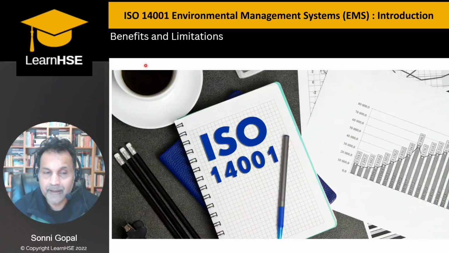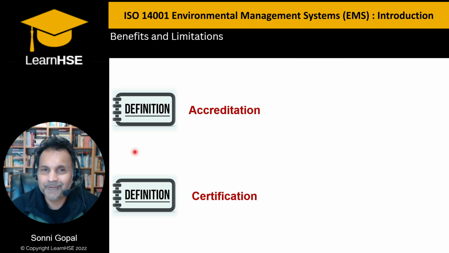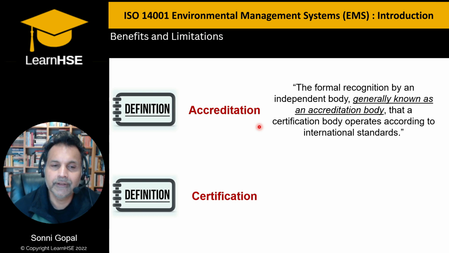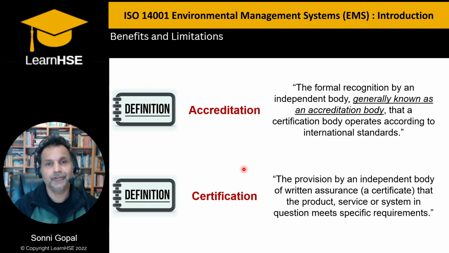Benefits and limitations of introducing a formal EMS into the workplace. We need some definitions, right, for what is accreditation and certification. Accreditation is the formal recognition by an independent body, generally known as an accreditation body, that a certification body operates according to international standards. Whereas certification is the provision by an independent body of written assurance, your certificate, that the product, service, or system in question meets the specific requirements.